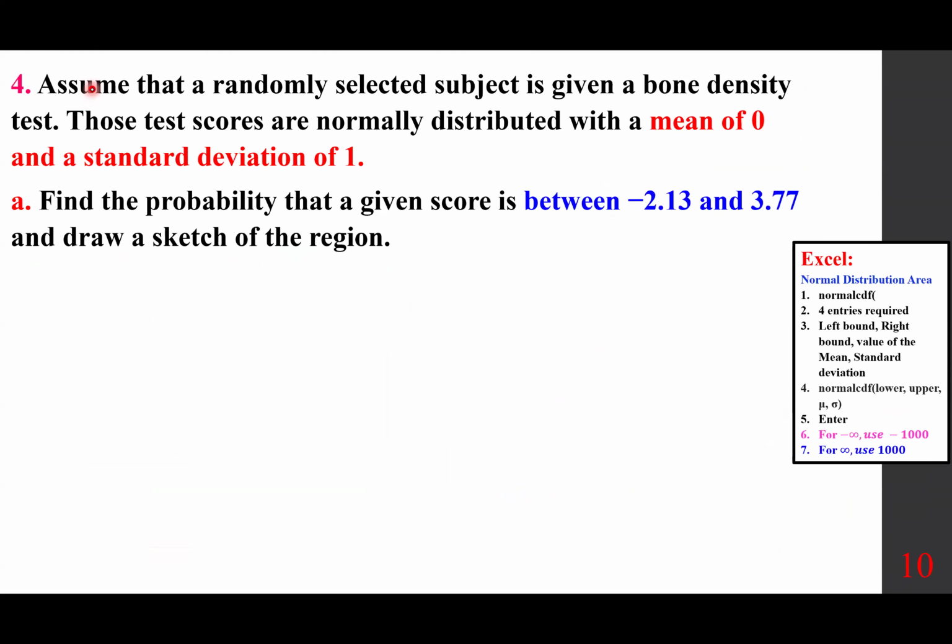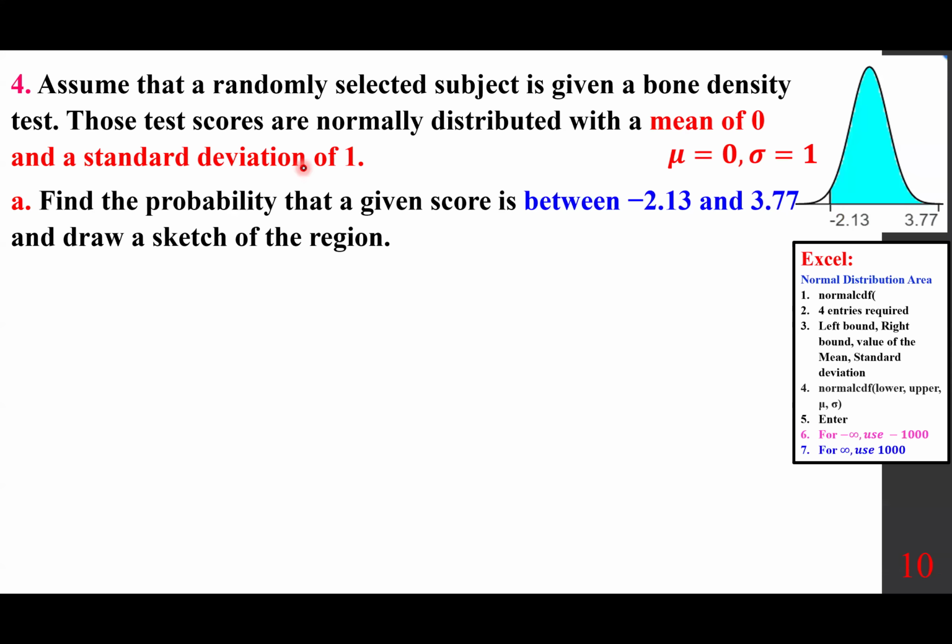Assume that a randomly selected subject is given a bone density test. Those test scores are normally distributed with a mean of 0 and a standard deviation of 1. Find the probability that a given score is between these two numbers, negative 2.13 and 3.77, and draw a sketch of the region. Always do that even if they don't ask you to do it. So what is given? Mu is 0, sigma is 1. Always start with the given. So we want the numbers between negative 2.13 and 3.77. In other words, probability of z between these two numbers.